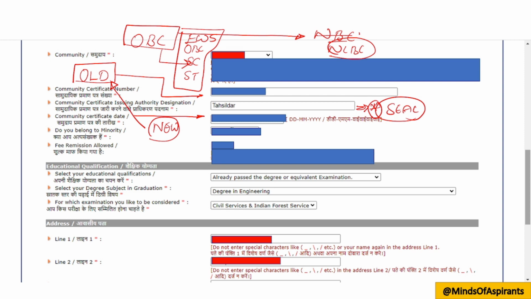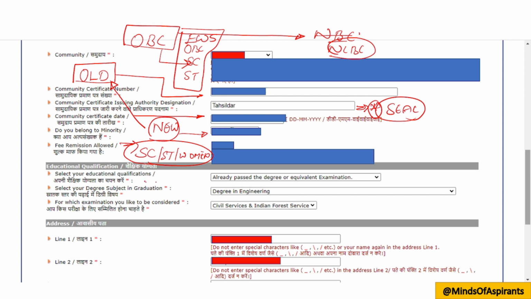They are not going to disqualify you for the reason that this certificate is an old one. See, give it whatever you have. And if you are a minority candidate, then give it. Or fee remission for scheduled caste, scheduled tribe, and women. So the UPSC gives fee remission. So if you belong to one category, you can put it there.